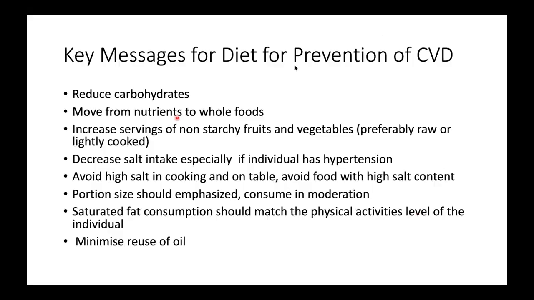So the key messages for diet for prevention of cardiovascular disease: you should be reducing the carbohydrate intake, move from nutrient to whole food, increase servings of non-starchy fruits and vegetables, preferably raw and lightly cooked, decrease salt intake, especially if the individual has hypertension, avoid high salt in cooking and on the table, avoid foods with high salt content, portion size should be emphasized and consume in moderation, saturated fat consumption should match the physical activity of the individual, and minimize the reuse of oil.